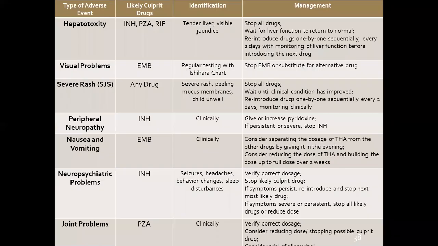If we talk about adverse effects, hepatotoxicity is quite common. It is caused by INH, pyrazinamide, and rifampicin. Visual problems are also quite common. Ethambutol is the most notorious. Peripheral neuropathy is mostly because of INH, and we give pyridoxine, that is vitamin B6. Nausea, vomiting, neuropsychiatric issues, and joint issues are minor issues which are sometimes evident. So the most common is hepatotoxicity.